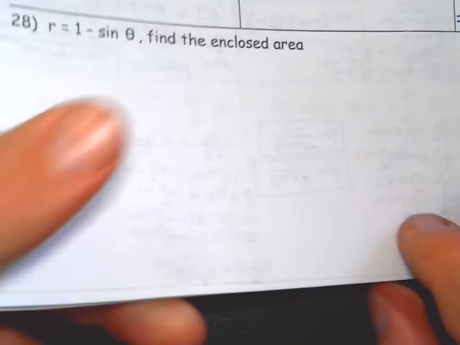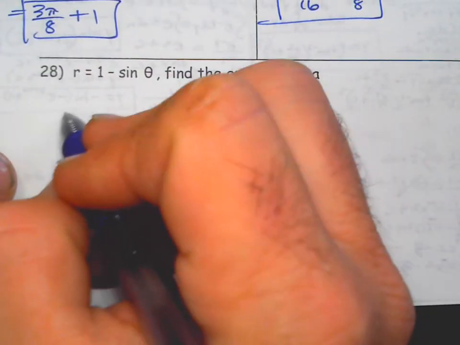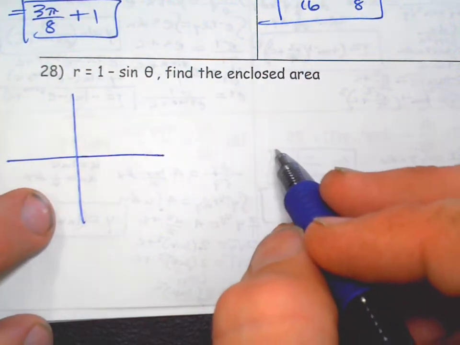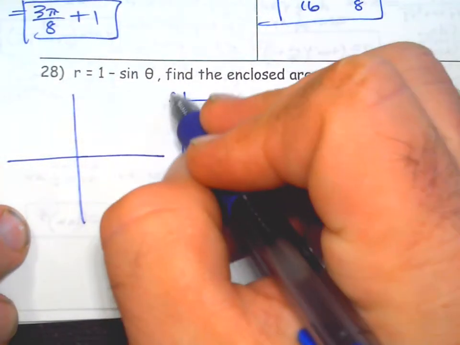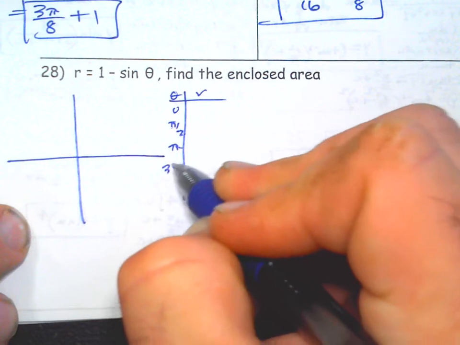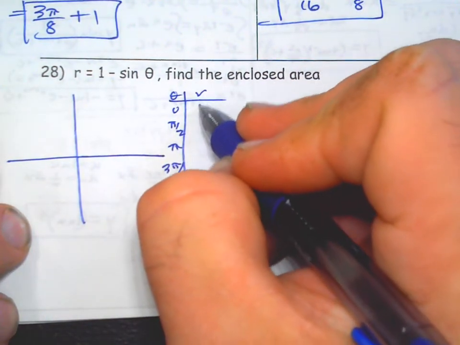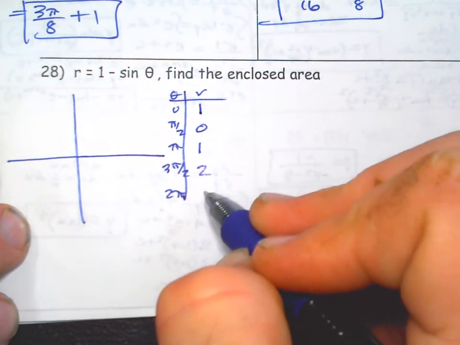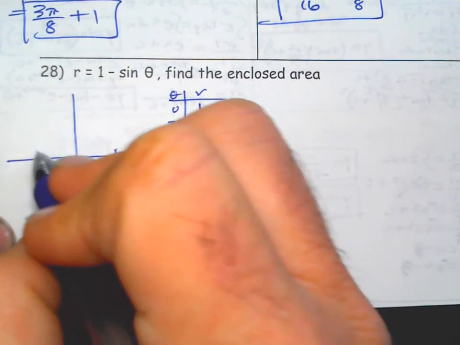Okay, last one. You're totally on your own now. Find the area of this curve. Let's draw a sketch of it real quick, because the sketches on these are going to help you figure out how to use symmetry to make that problem easier. This is a cardioid. So we can do a quick table. So 1, 0, 1, 2, 1. So it should be a vertical looking cardioid.